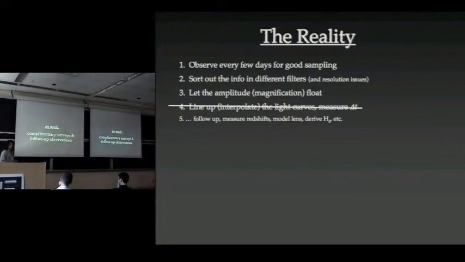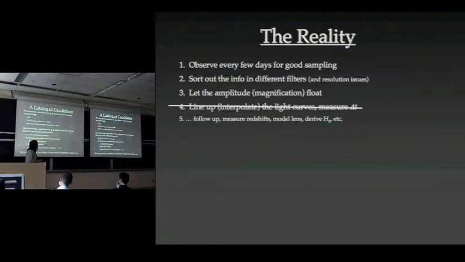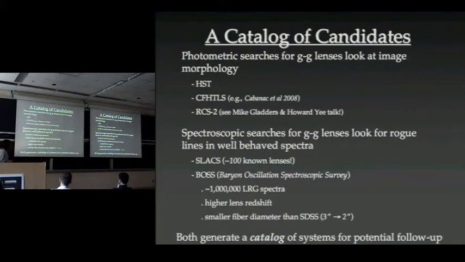So let me briefly say, as an aside, since I'm almost finished, so it's kind of a conclusion, that for Pan-STARRS especially, catalogs of candidates will be important for this. There are photometric searches for galaxy-galaxy lenses. Lots of people have done HST work. There's also the Canada-France-Hawaii Telescope Wide work. And then we heard great stuff this morning, which I was actually not aware of, by Mike Gladders and Howard Yee, about how many galaxy-galaxy lenses there are in the RCS2 data.